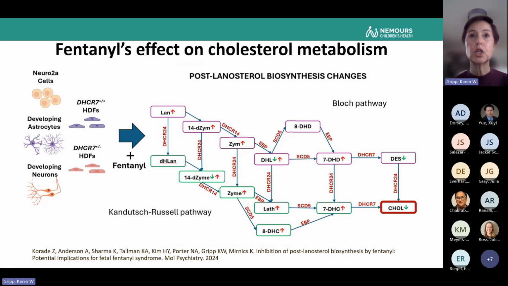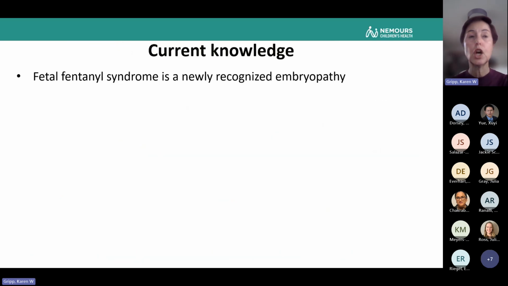And shown here is a much more complicated pathway. I showed you lanosterol before, where lanosterol went straight to the cholesterol. Here you see in more detail the cholesterol metabolism. And shown here is that fentanyl affects many steps of the cholesterol biosynthesis. So really proving the point that fentanyl has a direct effect on the cholesterol biosynthesis.